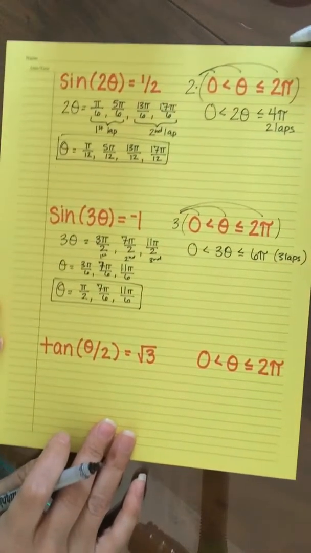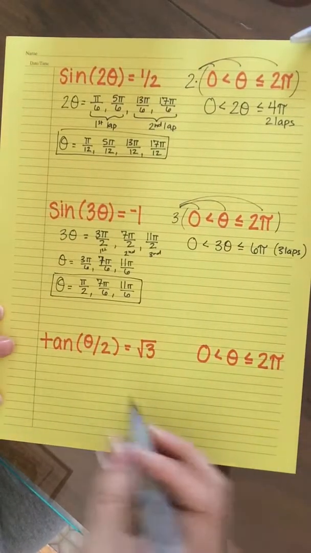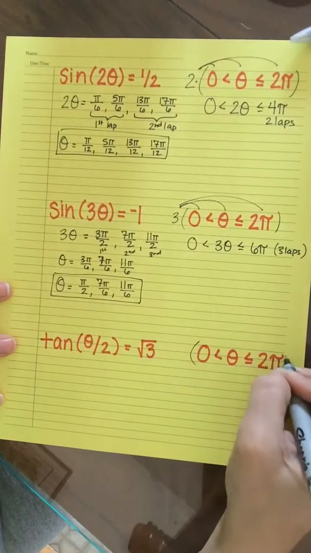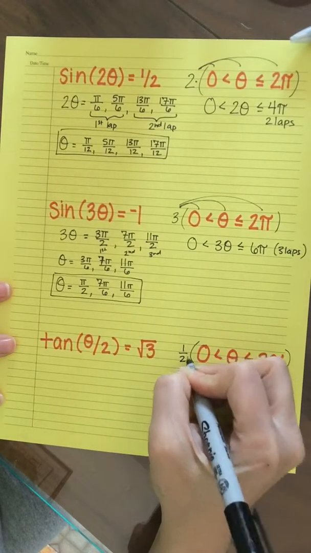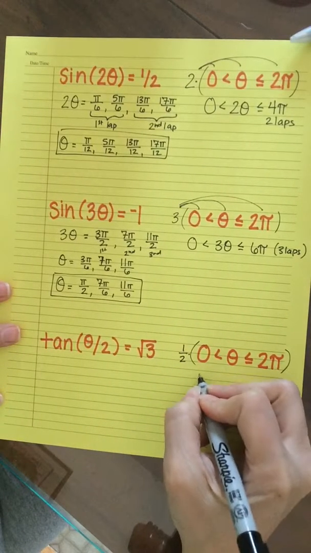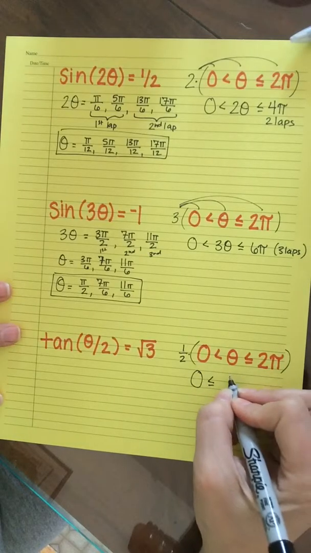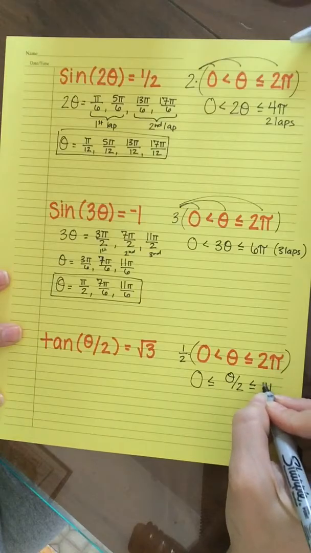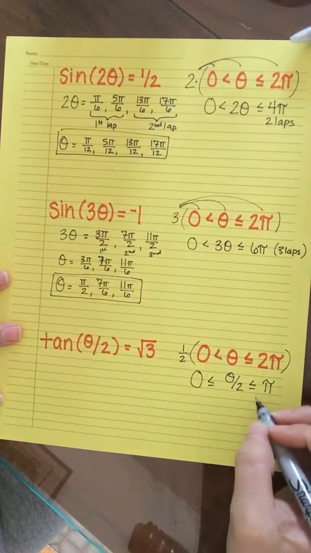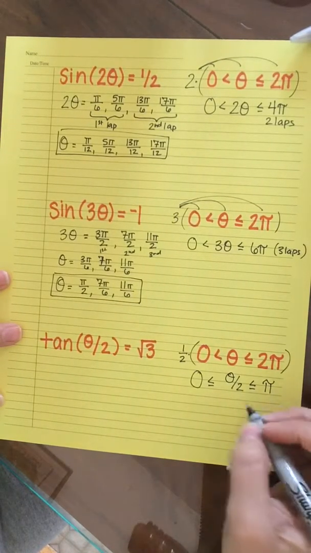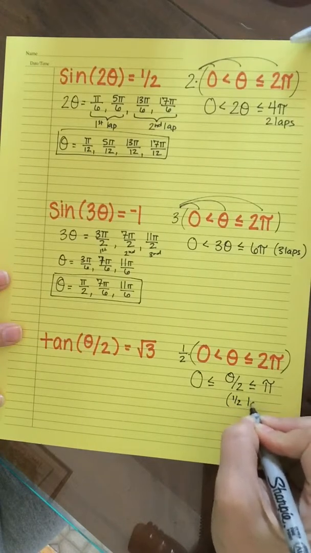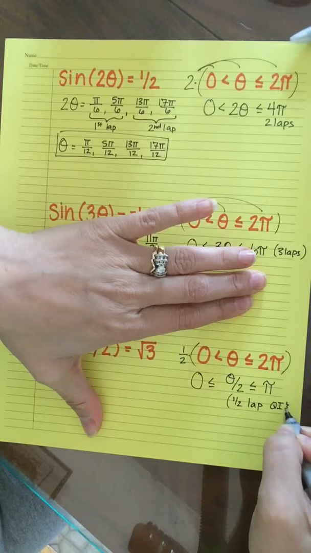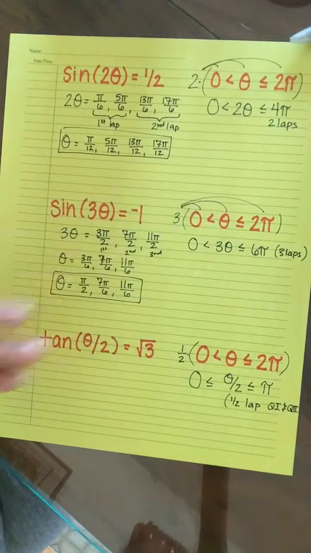Now down here, on this last one for this page, our domain is going to be affected because we're going to divide everything by 2, or if you like, multiply everything by 1/2. Okay. Now half of 0 is still going to be 0. Half of theta can be written as theta over 2. And half of 2 pi is pi. So for this example, we actually only get to do half a lap around the unit circle, and we just care about quadrants. That just gives us quadrant 1 and quadrant 2 to look for our answers.